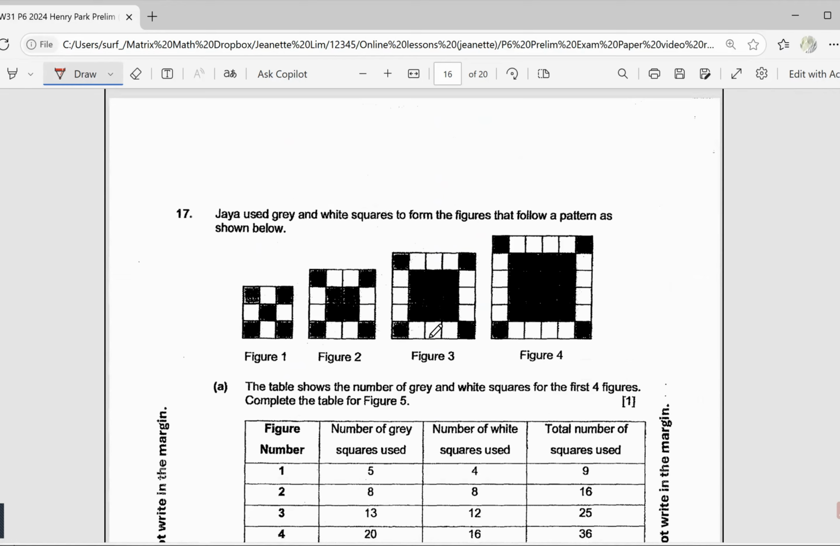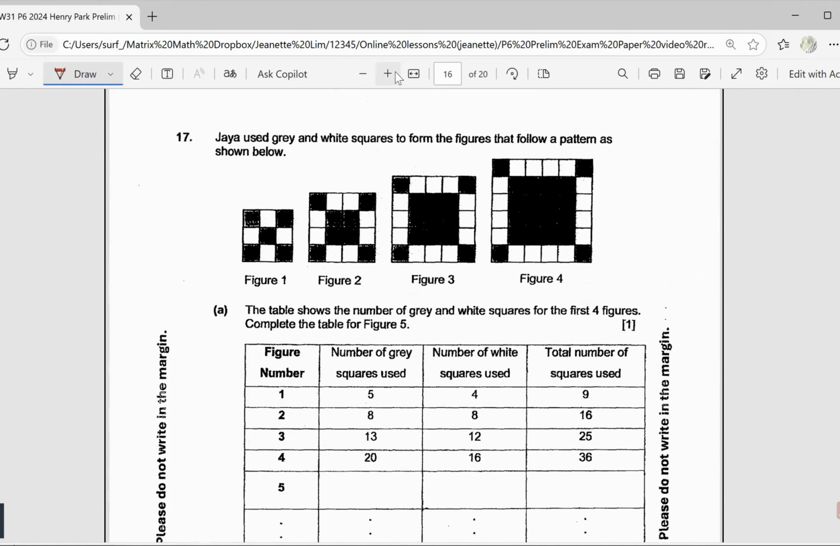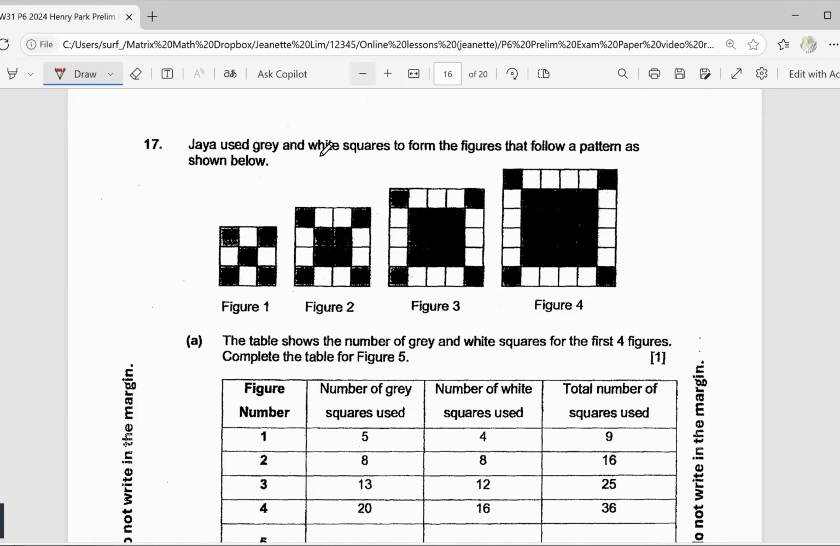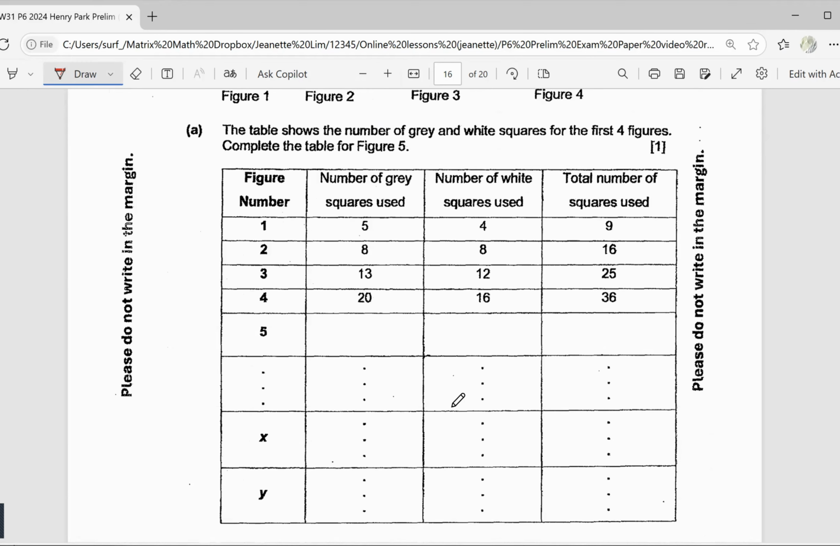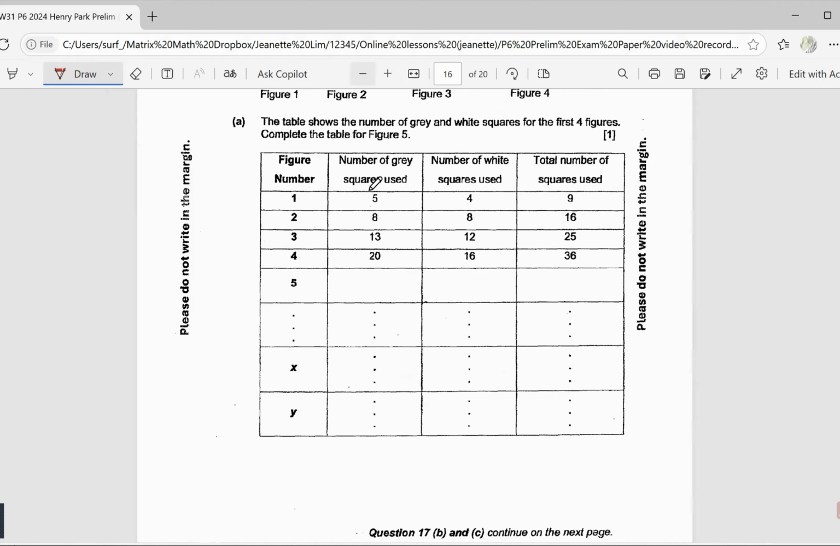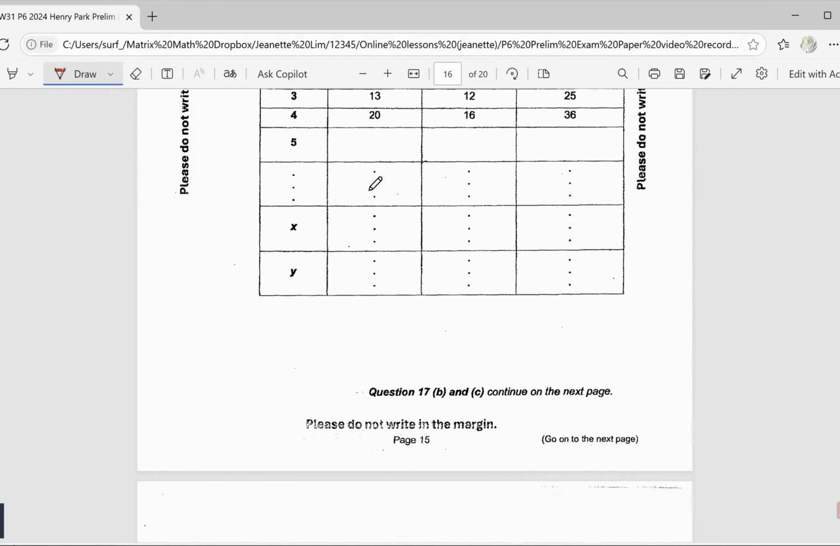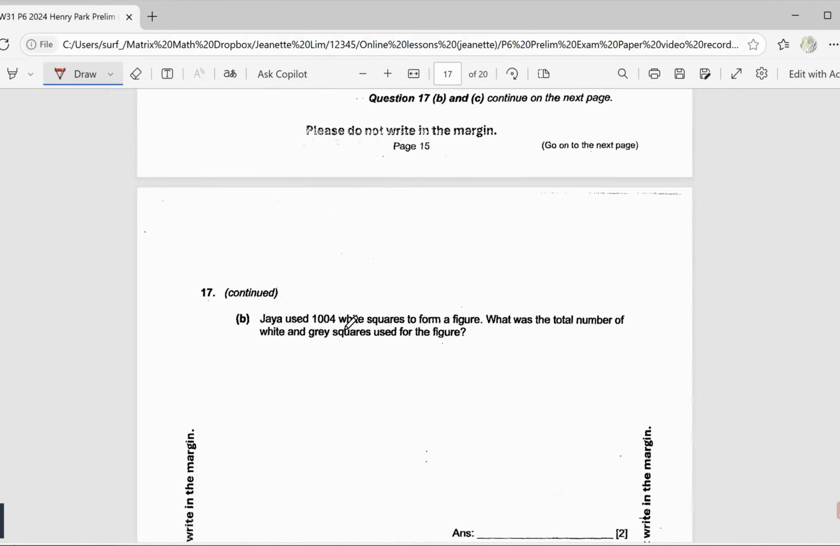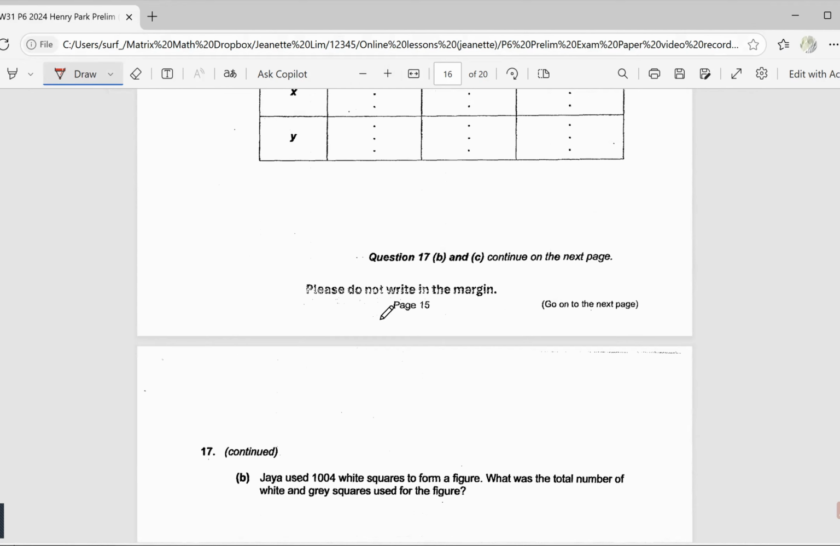Okay, question 17 is a pattern question. Jaya used gray and white squares to form the figures below to form a pattern. So you have a table here. Okay, let's look at the next part here. Jaya used 1004 white squares to form a figure. What's the total number of white and gray? Okay, so we are given the number of white. We're supposed to find white and gray.